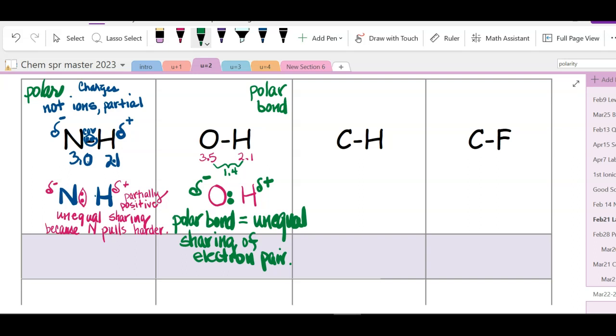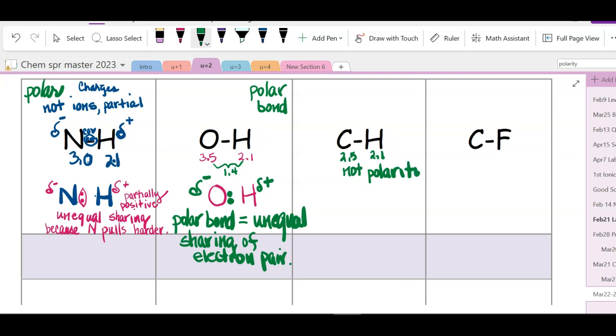Well, let's look at CH, carbon and hydrogen. We know this one is 2.1. And we know this one is 2.5. So after a while, you just kind of know these from using them. All right, now the difference here is very slight, isn't it? So we could say not polar here. There's some polarity, but it's not a big deal.